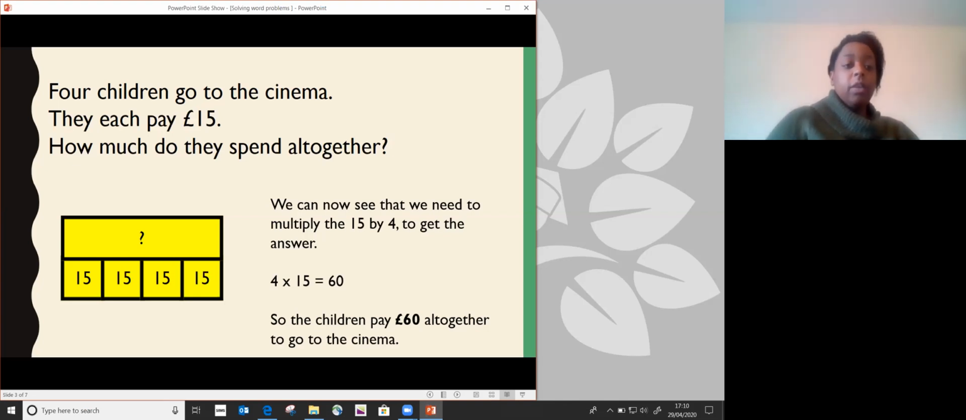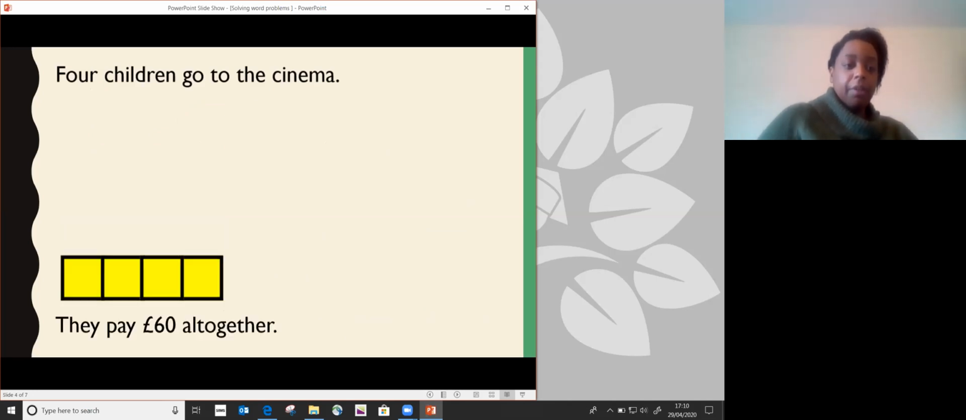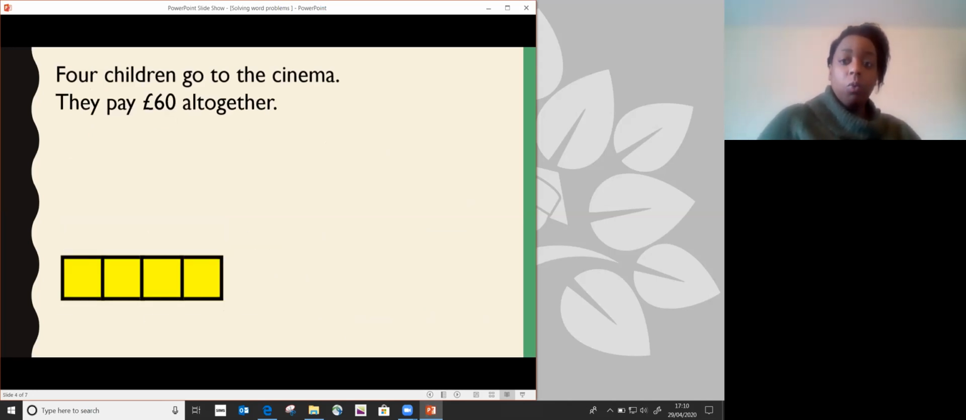Okay, so that's one way that we can use the bar model method, where we are given the number of parts, given the value of each part, and we can use that to work out a missing number. Right, another way that you might use the bar model method. Same situation, we've got 4 children that go to the cinema, but this time we're told the total amount.